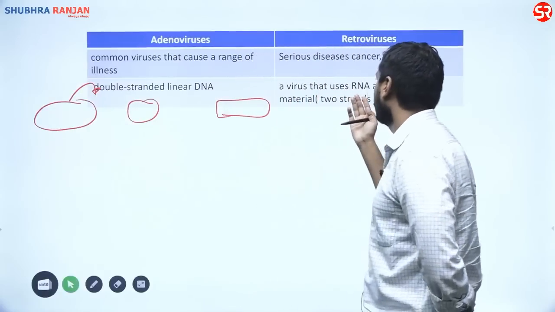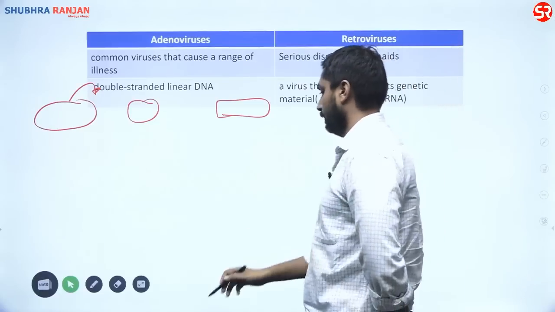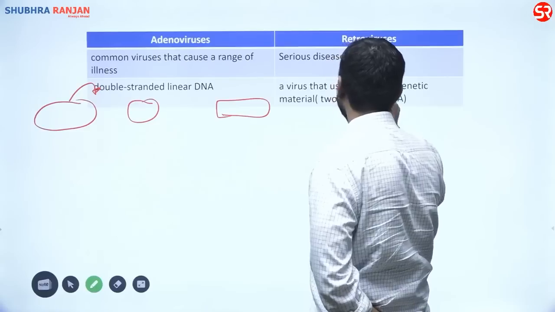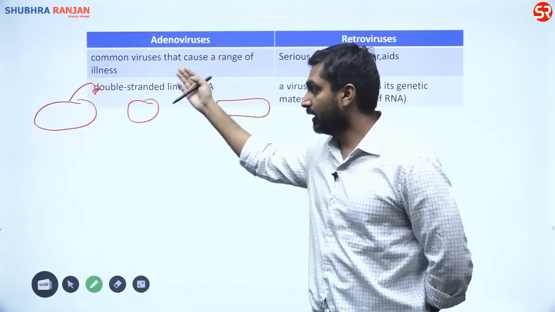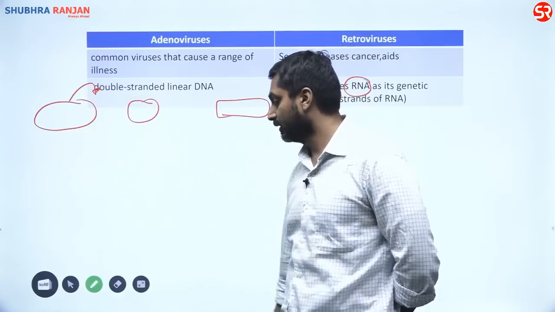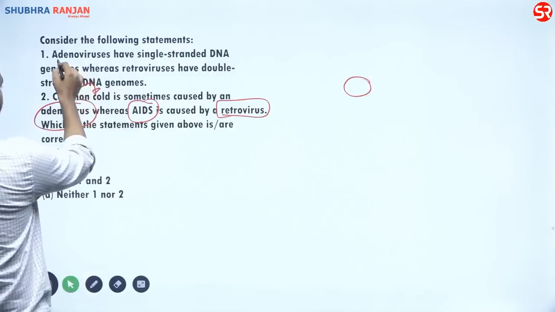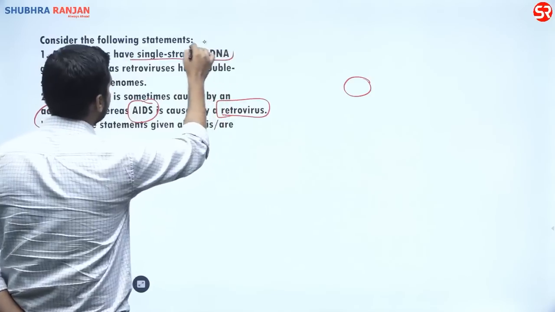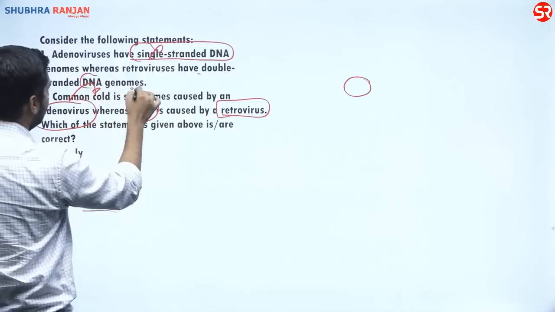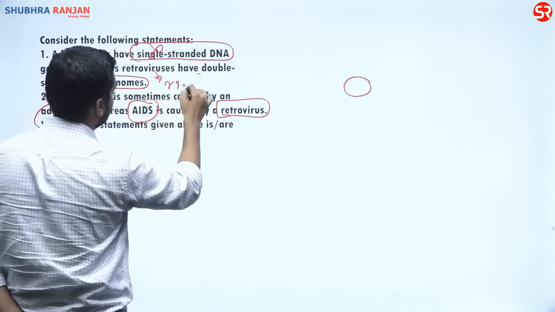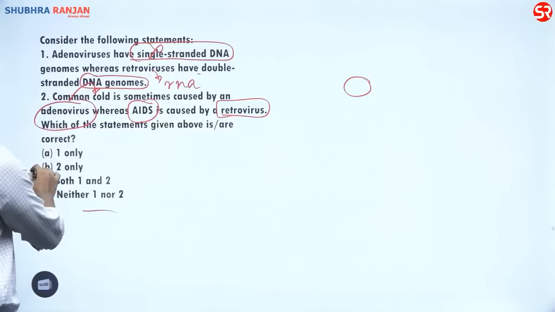If you look here, retroviruses are RNA, sorry, retroviruses are RNA based and not DNA based. Also, they cause serious diseases, and adenoviruses are double-stranded DNA viruses and not single-stranded. So if you look at the statements in the question, adenoviruses are single-stranded DNA, this is incorrect, whereas retroviruses have double-stranded DNA genomes, this is also incorrect, because retroviruses are RNA based. So the correct answer would be B.